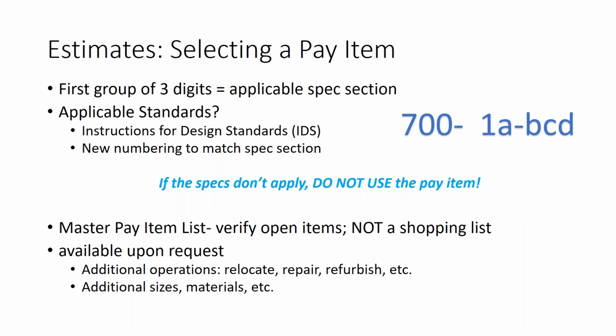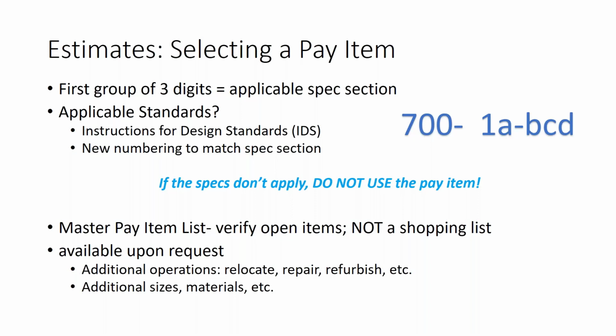We'll talk a little bit more about the specifications and pay item, but before I do that, I want to point out a few details on how the specs and pay items work together. The first 3 digits of a pay item normally apply to the specs section. So you can easily see that a pay item beginning with 700 has a 700 specification. So always look at the pay item you're proposing to use, and if the specs don't apply, don't use that pay item.